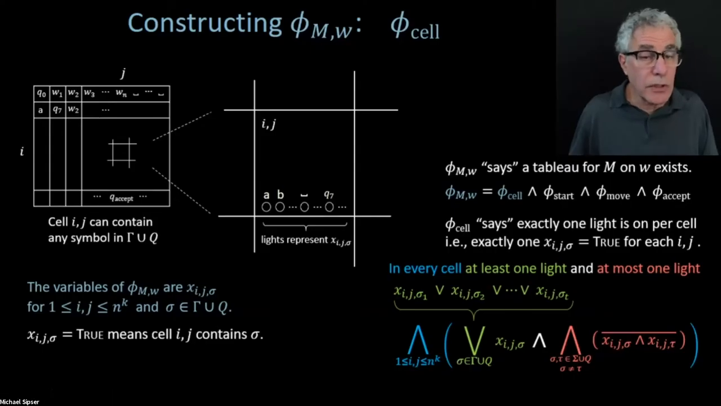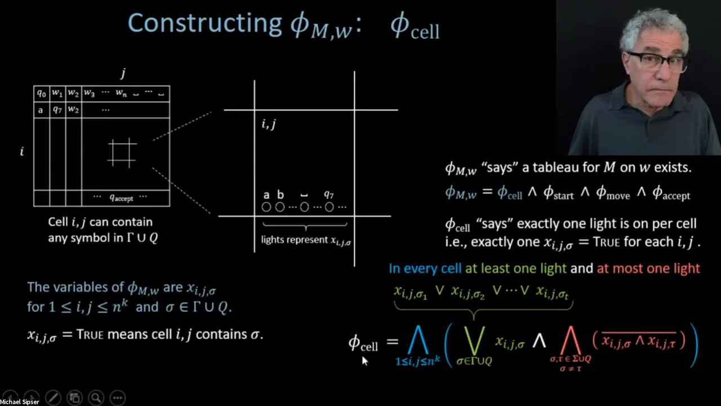Yes, asking whether sigma union q contains the input alphabet. Yes. This is not a sigma, this is a gamma. Gamma is the tape alphabet. Any symbol, including an input symbol from sigma, is going to be in gamma. So this is any symbol that can appear on the tape. Okay, and that's this expression here. That is the expression phi sub cell.